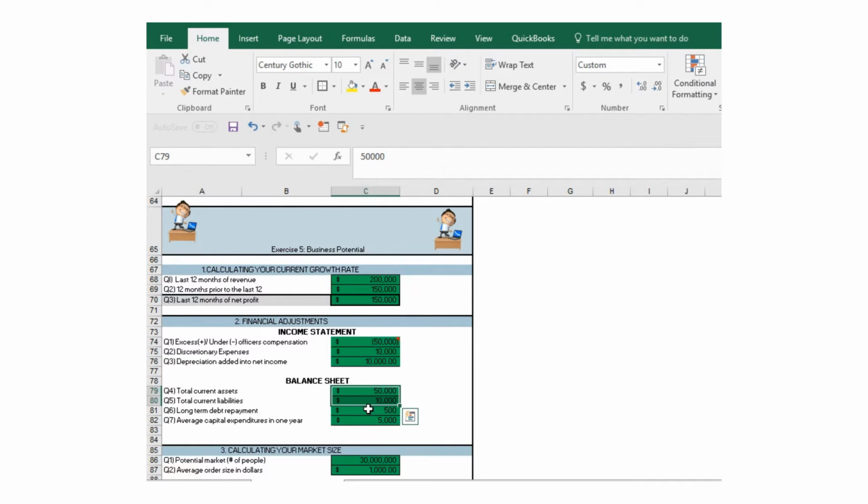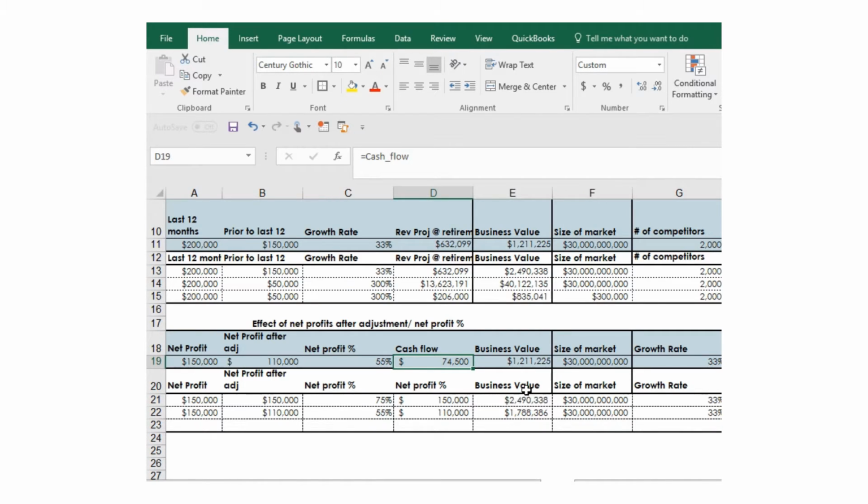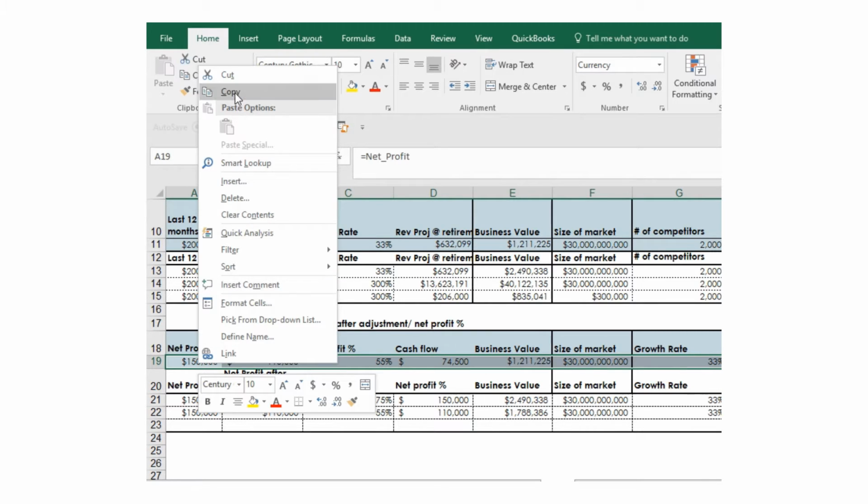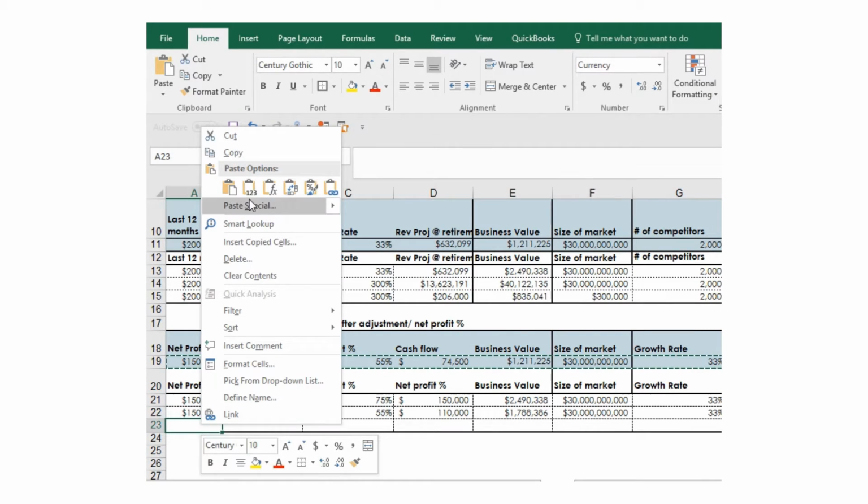And then whatever long-term repayment you have, if you're taking over, they have to account for that. And also what the average capital expenditure is, it's not taken into account on the income statement. Well, they have to put that as part of the cash flow, because that's money they have to have available to buy those capital expenses so the business can keep making profits. So we see the cash flow adjustment here is $74,500. And at that point, the business value goes down to $1,200,000. So we copy that and we paste that.